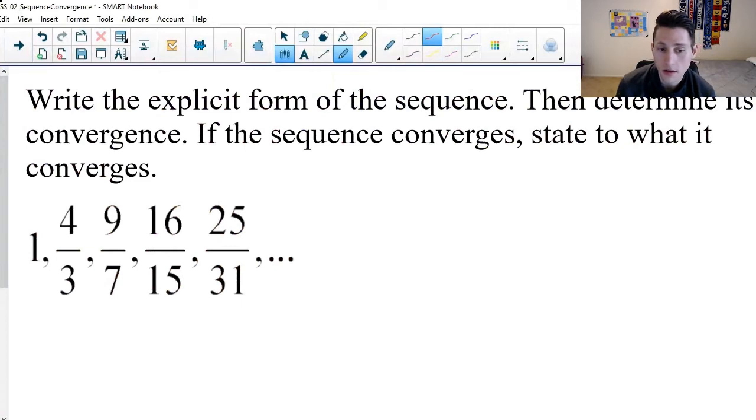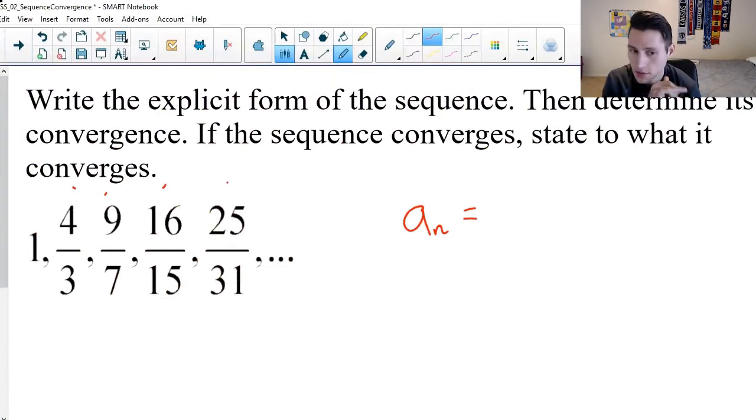Okay. So for this sequence, I'm going to look at my numerators first. 4, 9, 16, 25. Okay, so it's not just even numbers, not just odd numbers, not powers of anything specific. But hopefully we can realize that the common thing that 4, 9, 16, and 25, the property they all share is that they're all perfect squares. Right? 4 is 2 squared, 9 is 3 squared, 16 is 4 squared, 25 is 5 squared, etc.